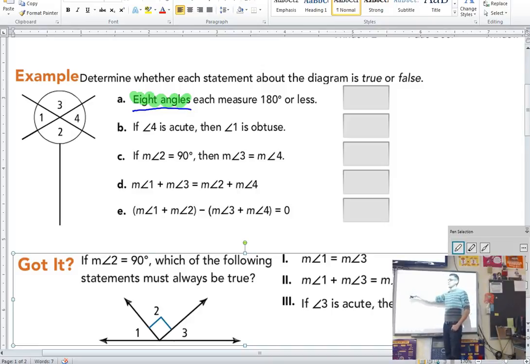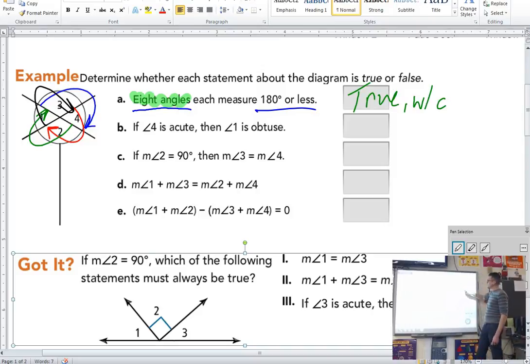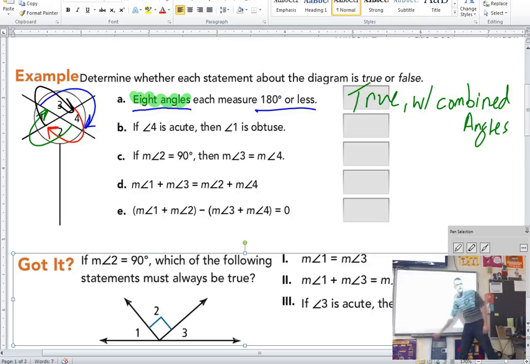So if I look at just angles 1, 2, 3, 4, I immediately have 4 that are 180 or less. But then Reagan said, combine 3 and 4. How big would that be? If I combine 4 and 2, how big would that be? If I combine 2 and 1, how big would that be? And if I combine 1 and 3, how big would that be? So with my combined angles, what'd you say? It is true. So you could say true with combined angles, if you want the justification there for how we made that true.